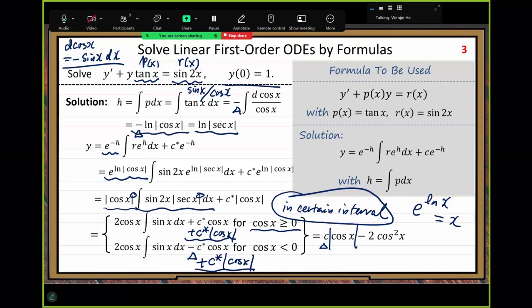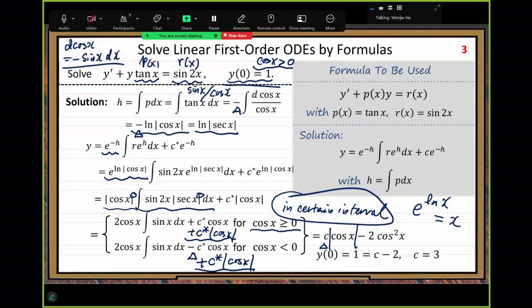So you plug in x equals 0 to determine C. Plug in 0, so y of 0 equals 1. So 1 equals C minus 2, so C equals 3. And here your initial value is in the interval where cosine of x is greater than 0.